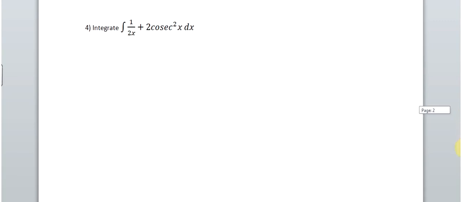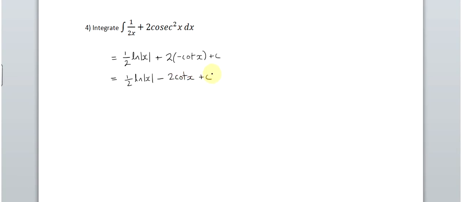And finally, our last little effort for tonight, or today, or whenever it is you're listening to us. This is actually a lot easier than it looks. So, first of all, the integral of 1 over 2x is a half ln of x. And then what we've got here is another standard, very standard result. It's 2 times minus cot x plus c, which of course simplifies to a half of ln of x minus 2 cot x plus c. And there we go.